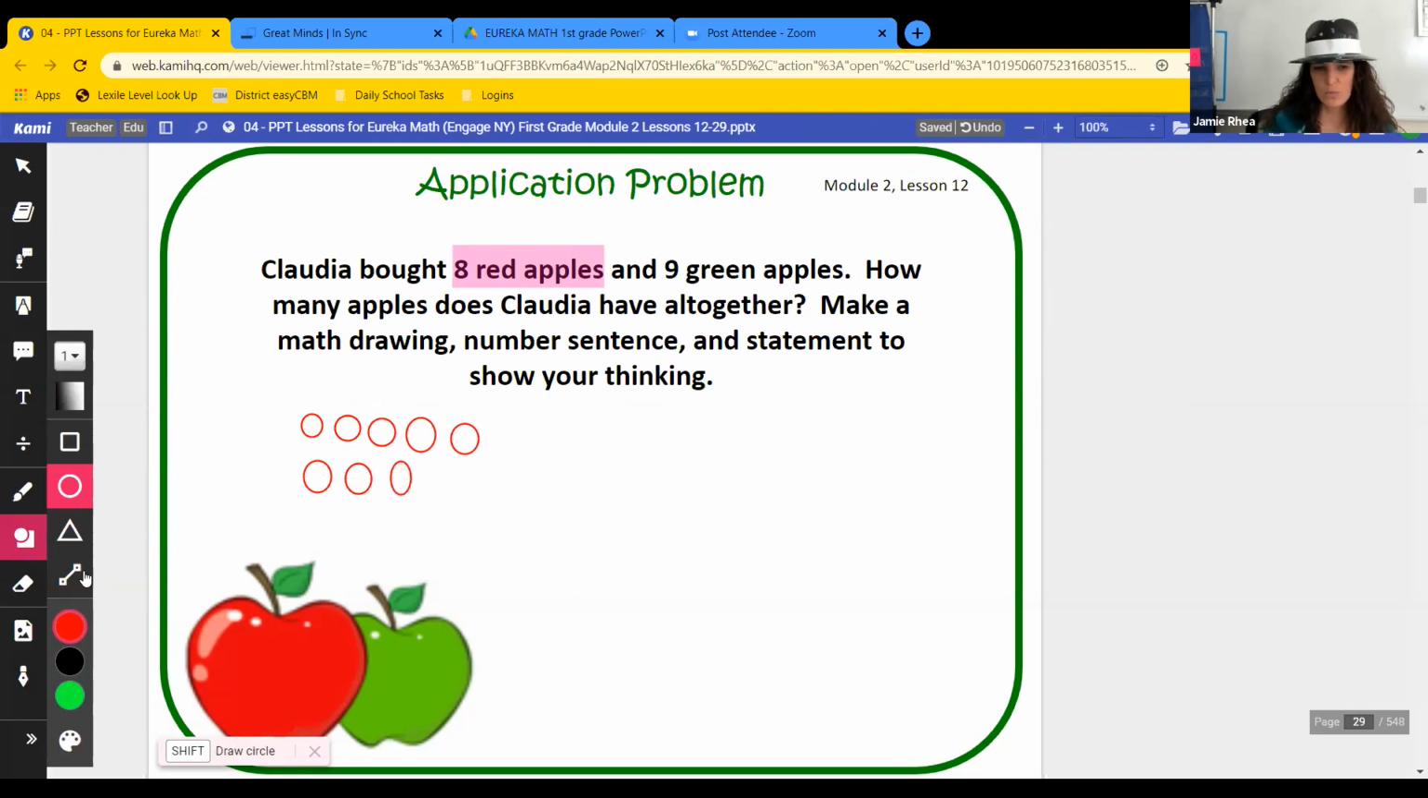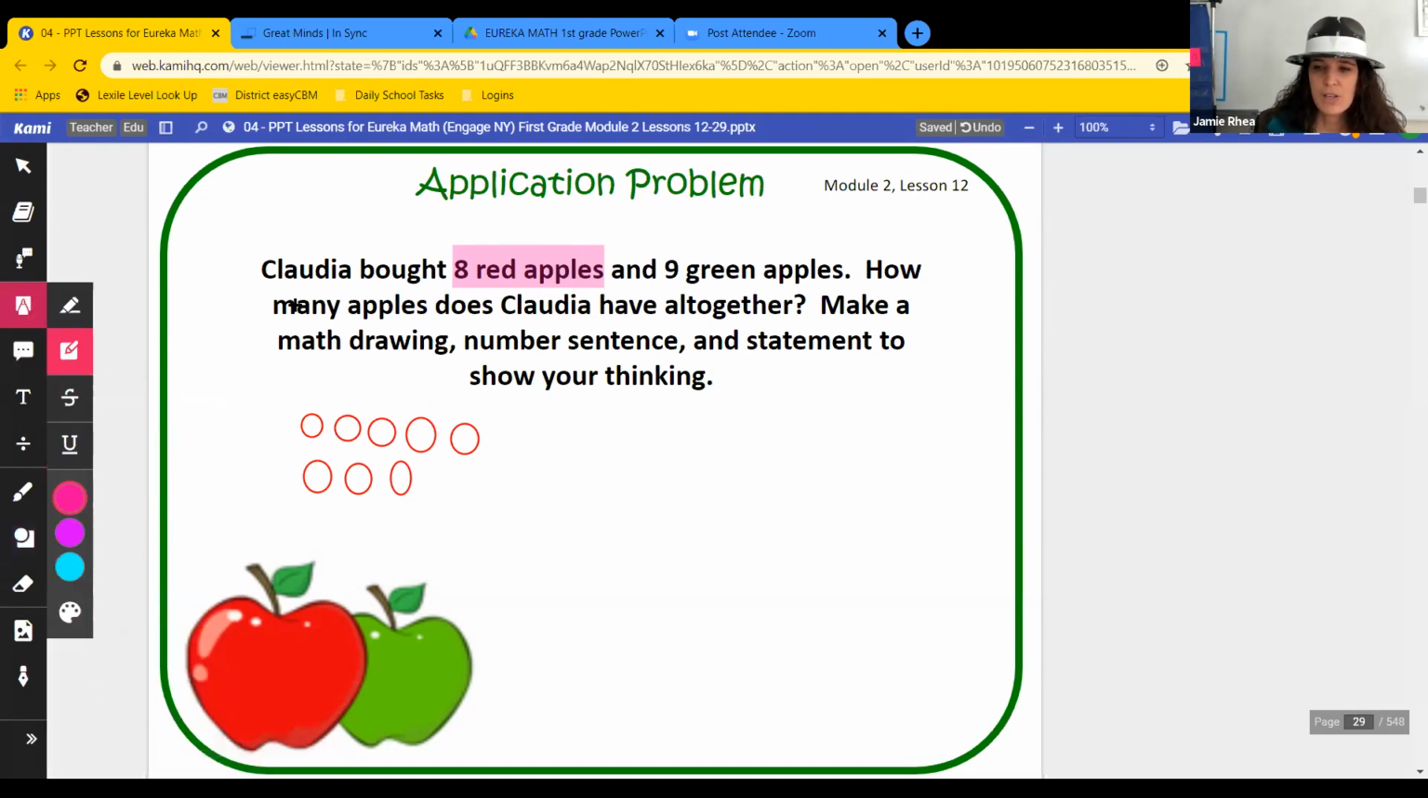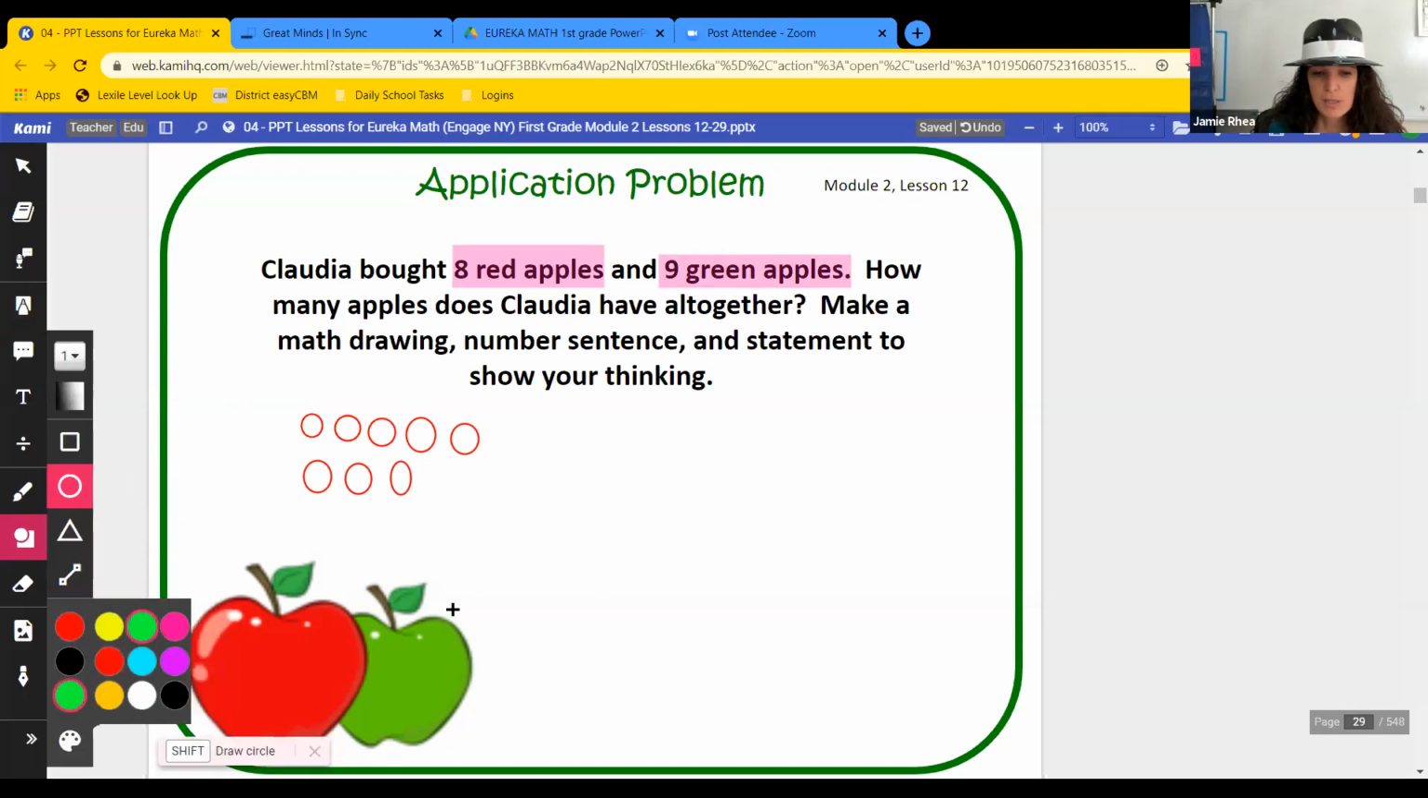It's not perfect, but it'll work. All right, now let's look and see if we have another clue. And 9 green apples. 9 is my clue, 9 green apples. So I'm gonna come down here. I'll change my color again and I'm gonna make 9 circles. 1, 2, 3, 4, 5, 6, 7, 8, 9.